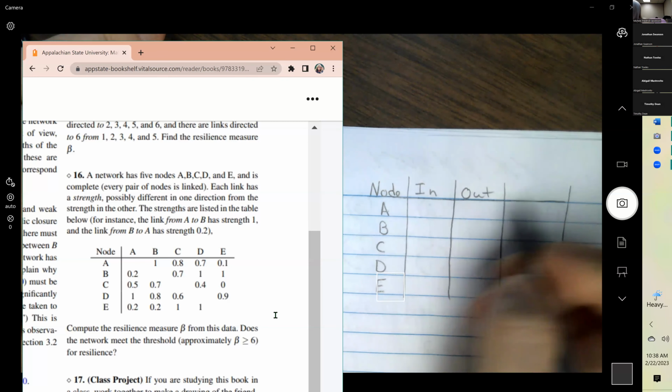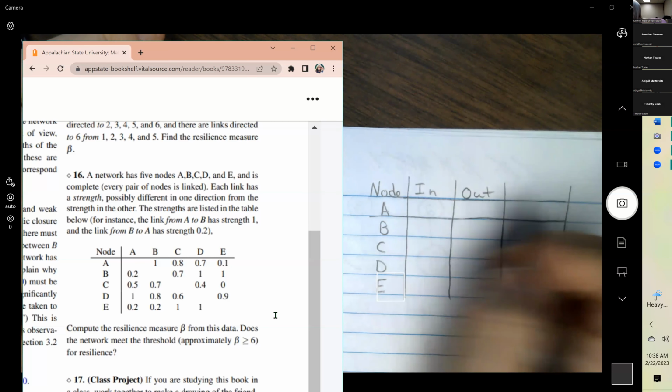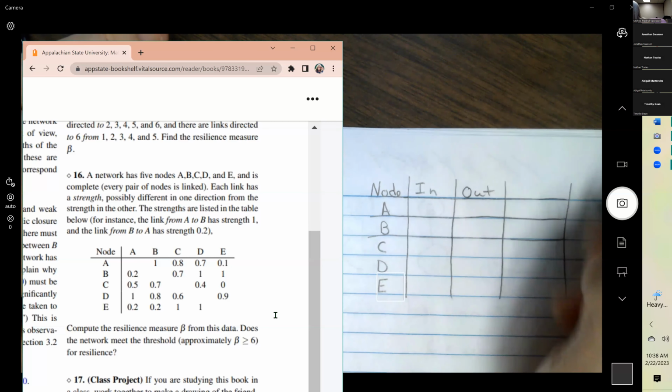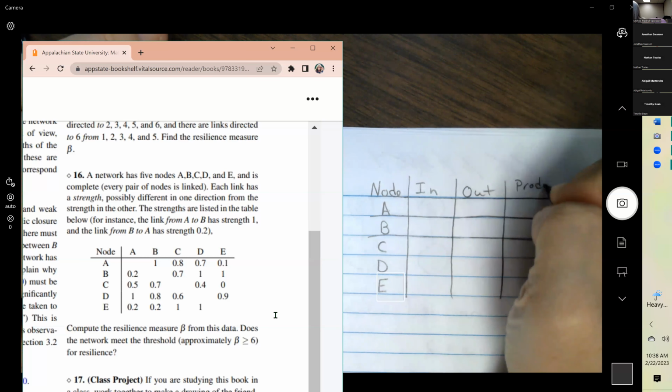Is it product? Right, you're going to multiply across. I think they call it strength, but it is the product.